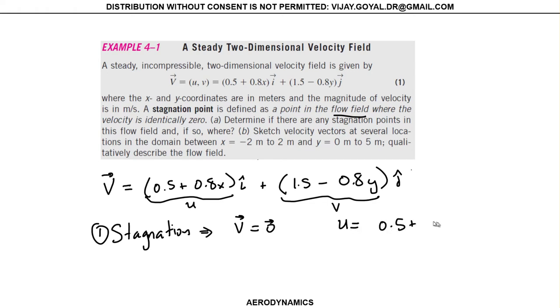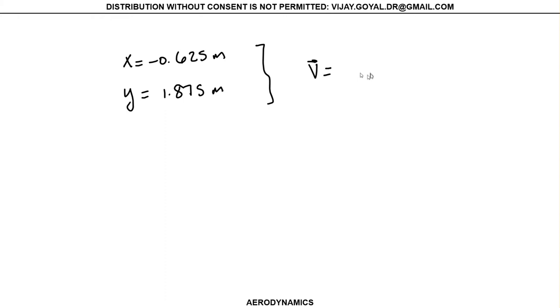So we say u is 0.5 + 0.8x, and we set that to 0. We say v is equal to 1.5 - 0.8y, set to 0. We got two equations, two unknowns. They are uncoupled, so we can easily find that at x equal to -0.625 meters and at y equal to 1.875, your velocity is stagnated.